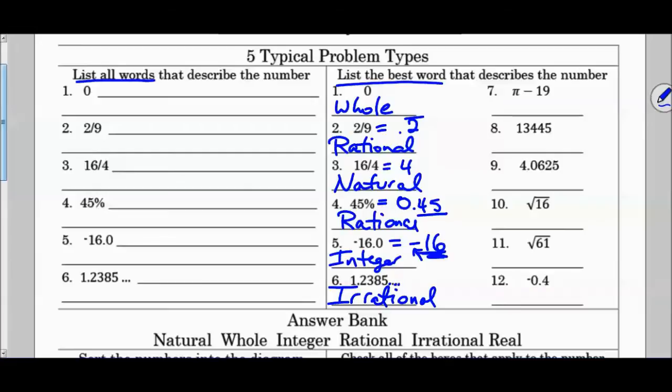Anytime you see pi, pretty much it's going to be irrational. If this was pi minus pi, that would give us 0. Or if it was pi divided by pi, that would equal 1. Those are the only 2 examples I can think of that they would give you that would not be irrational, but pretty much if you see pi, it's irrational.